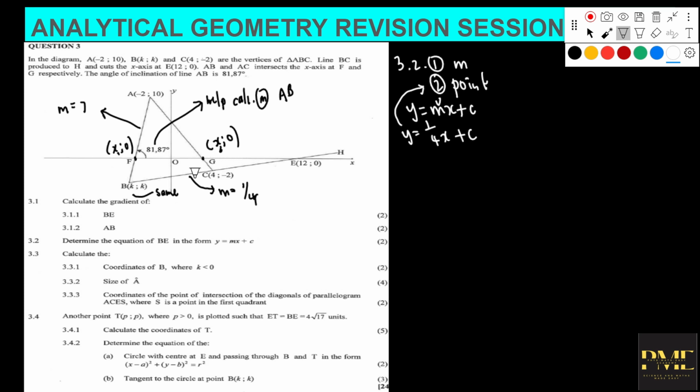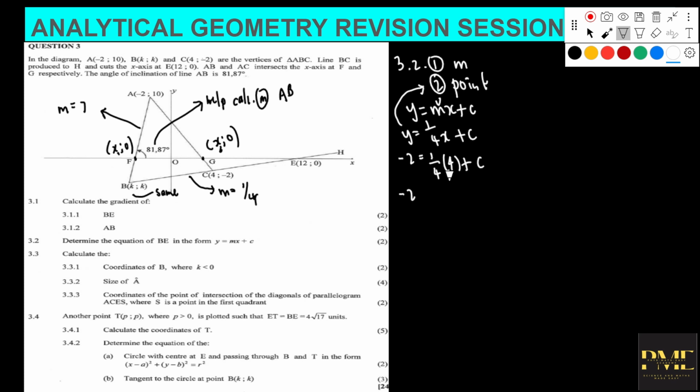Okay, so I'm just going to go with the coordinates of C, right? I'm going to use the coordinates of C. In terms of the coordinates of C you will see that we have 4 for x and -2 for y. So whenever you see coordinates you must know which is x and y. So my y is actually equal to -2. So where I see y I will substitute -2, which is equal to 1 over 4, then where I see x I substitute 4, plus c. All right, cool.